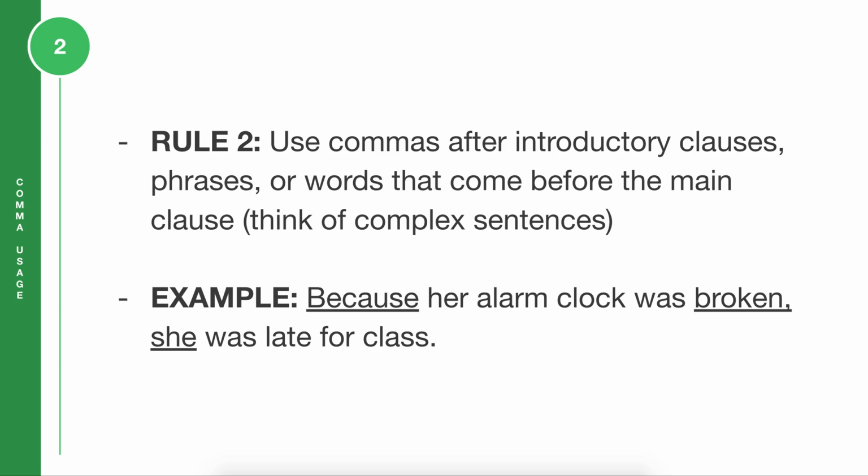It wouldn't make sense to just end our sentence right after broken, because her alarm clock was broken. And because that doesn't make sense on its own, we know that we're going to need a comma after it. Now notice here that the comma comes after broken. It does not come after the word because. So in order to use commas correctly in this case, you need to figure out where your introductory phrase or clause ends, and then the comma comes at the end of that introductory phrase or clause.